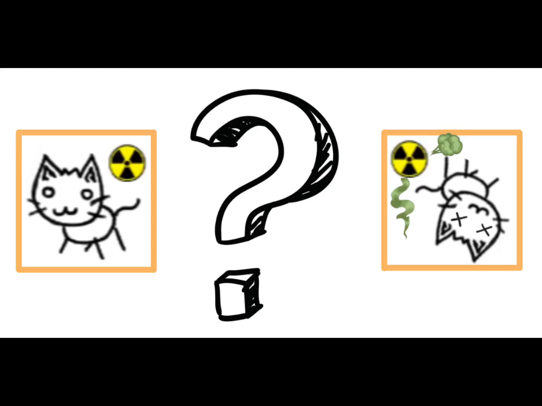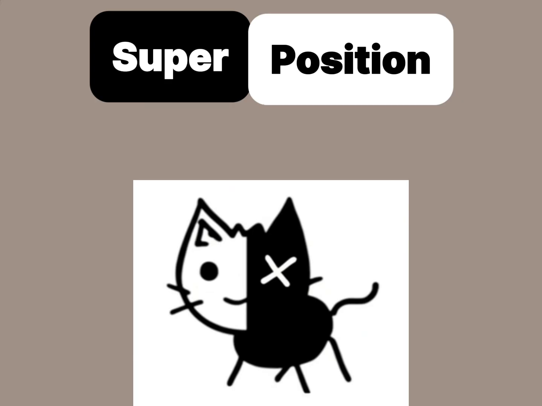But let's say we haven't opened the box yet. In this case, we aren't aware whether the cat is left alive or dead, hence placing it in a superposition of dead and alive at the same time.